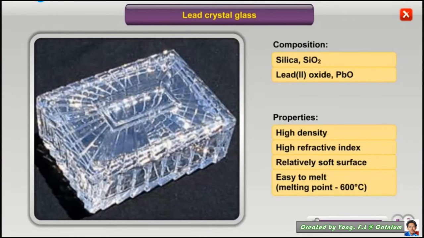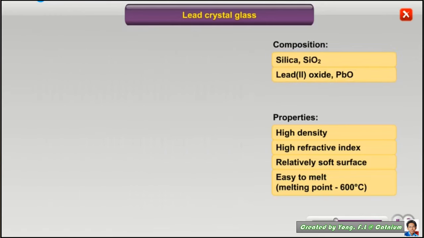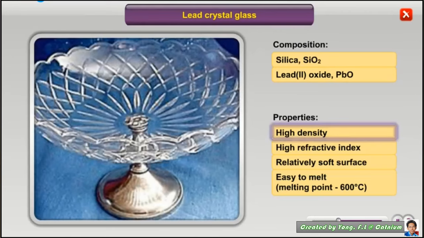These are lead crystal glasses. Any glass containing at least 24% of lead(II) oxide can be described as lead crystal. This glass is made of 60 to 80% silica and up to 30% of lead(II) oxide. Lead crystal glass has a high density and refractive index.